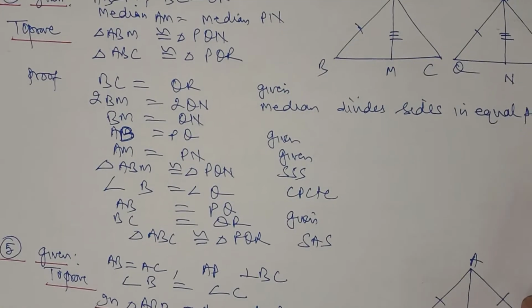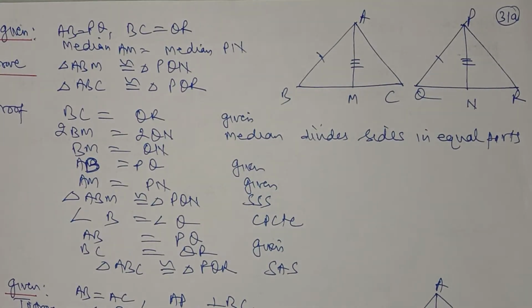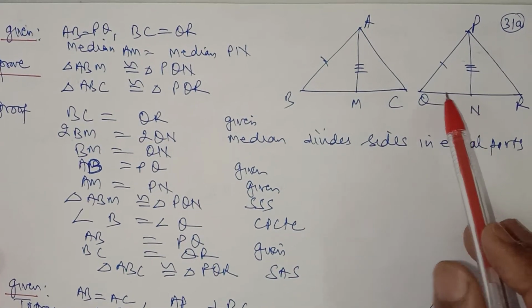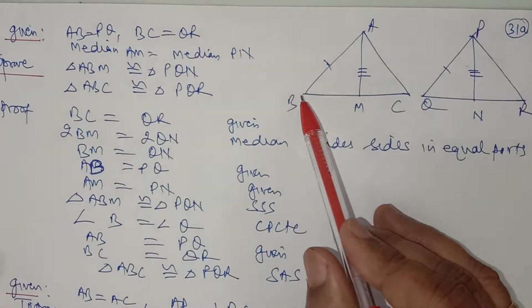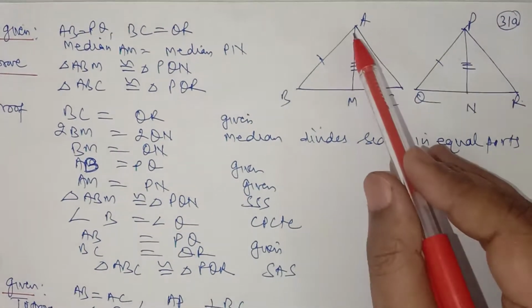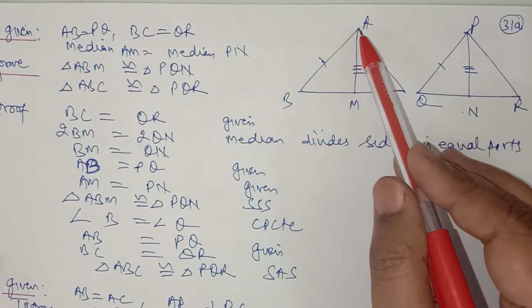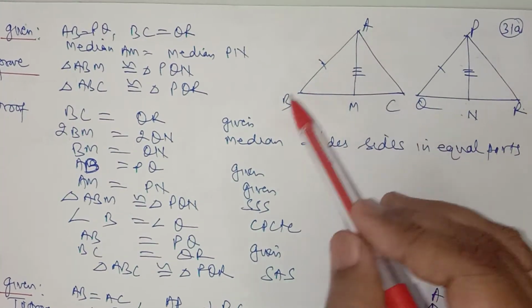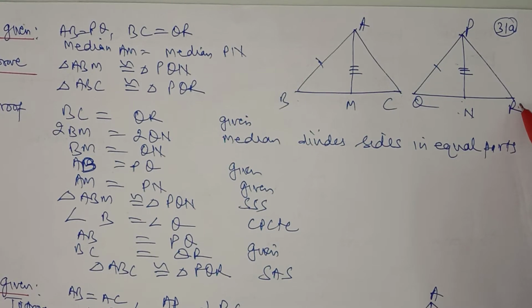Now in question number 3, there is a triangle ABC and triangle PQR, and AM and PN are the medians. So read it very carefully. AB is equal to PQ, BC is equal to QR, and the median AM is equal to median PN. It is given, and first of all you have to prove that triangle ABM is congruent to PQN. Then you have to prove that triangle ABC is congruent to triangle PQR. After that you have to prove.